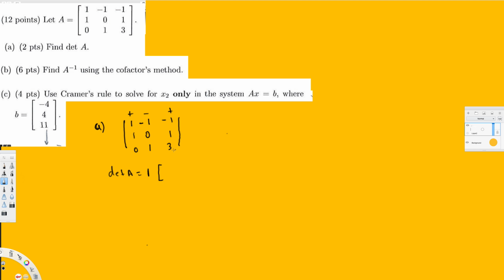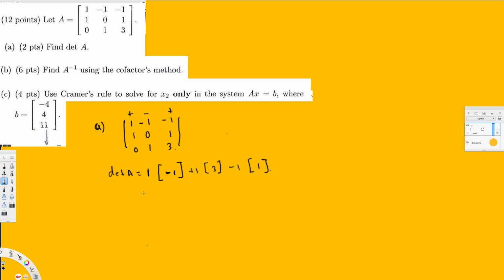AD is going to be 0 because 0 times 3 is 0, and minus BC, where BC is 1, so it's minus 1. Then minus 1 is going to be plus 1. If I take this one, I have to eliminate all the vertical and horizontal, so this is going to be 1 times 3 minus 0 times 1, which is just 3. Then the last one is going to be minus 1, and if I take this one, I have to eliminate this component, vertical and horizontal of this one. So it's going to be 1 times 1 minus 0 times 0, which is just 1.